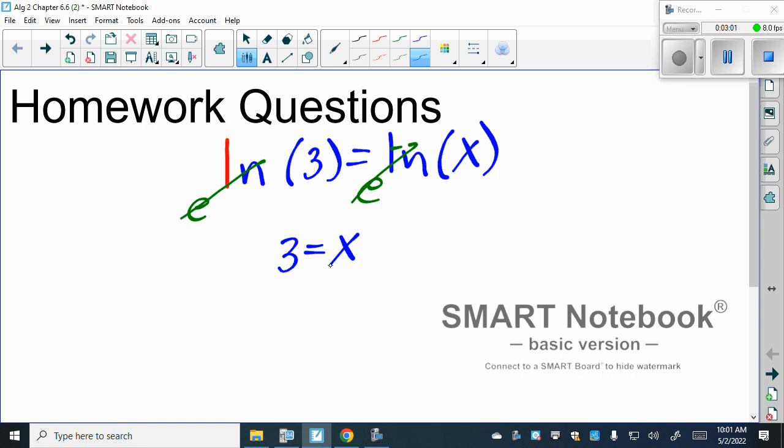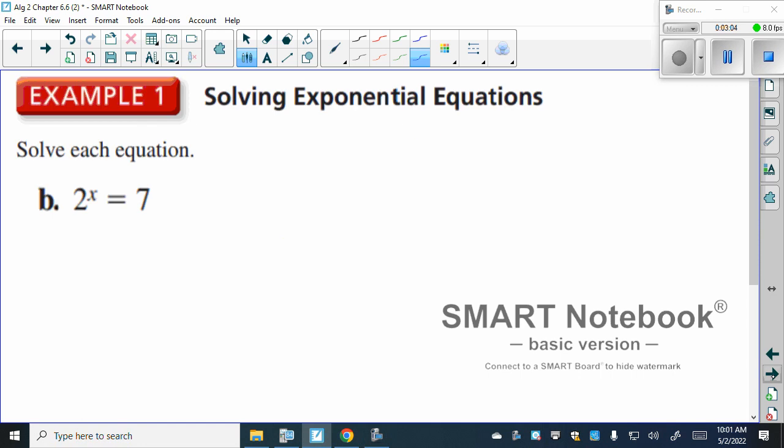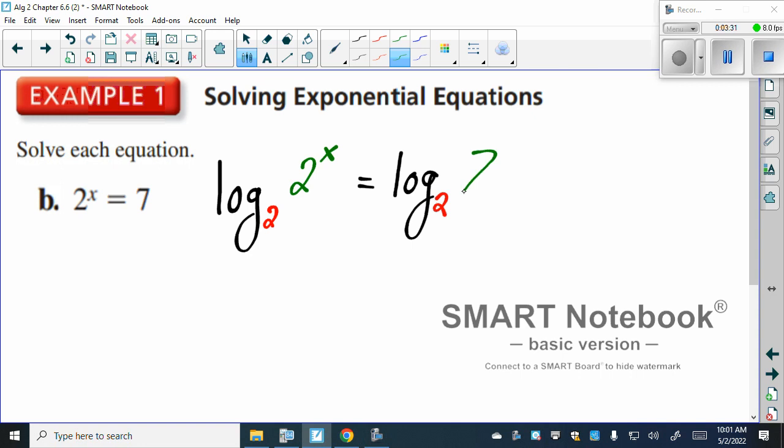Now what we're starting today is this one here, 2 to the x equals 7. We can't write the bases the same. There's no way I can write 7 as 2 to a power. It just doesn't work. So what we have to do is apply logarithms to both sides of the equation. More specifically, we're going to apply log base 2, because we have 2 to the x and 7, and we want to simplify whichever side has the variable in the exponent. For this one, that would be 2.